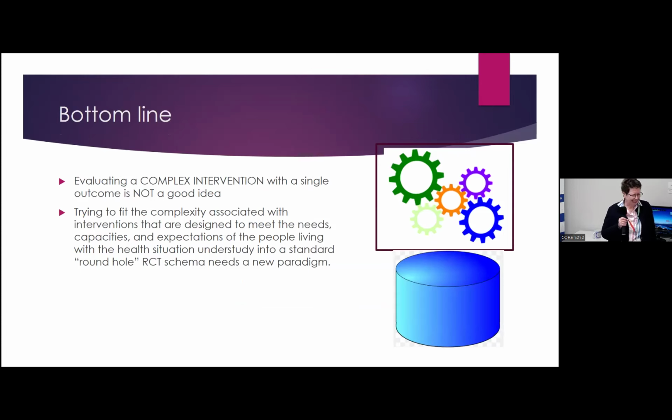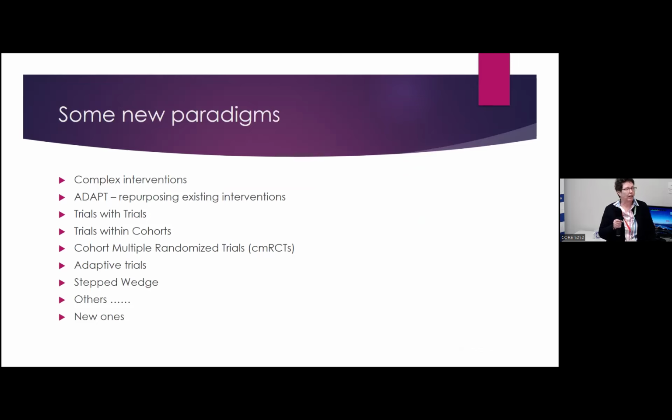Trying to fit the complexity associated with interventions that are designed to meet the needs, capacities, and expectations of people living with the health situation under study into that standard round hole RCT paradigm, and we need a new way of doing it. So here's some new paradigms. So there's complex interventions. You can look that up. The ADAPT. There's trials within trials. There's trials within cohorts. There's multiple randomized trials. There's adaptive trials, step wedge. There are other ones, and I'm sure there will be some new ones coming down the pipeline. Not one of these is a round hole.